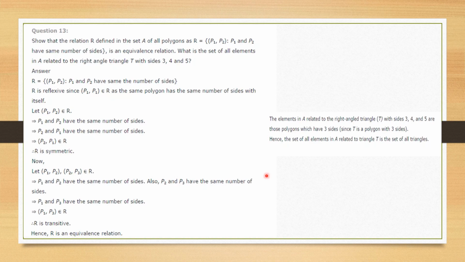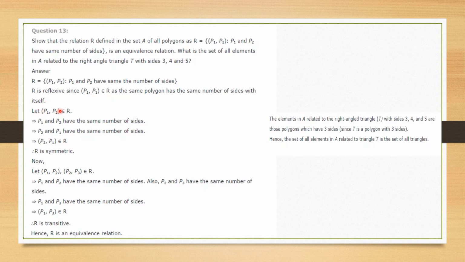Question number 13 says: show that the relation R defined in set A of all polygons, where R is P1, P2 such that P1 and P2 have the same number of sides, is an equivalence relation. And what is the set of all elements in A related to the right angle triangle T with sides 3, 4 and 5? Let us start. I think this is going to be easier. P1, P2 is defined as P1 and P2 having the same number of sides. Definitely P1, P1 belongs to R, as the same polygon has the same number of sides with itself. So it is reflexive.